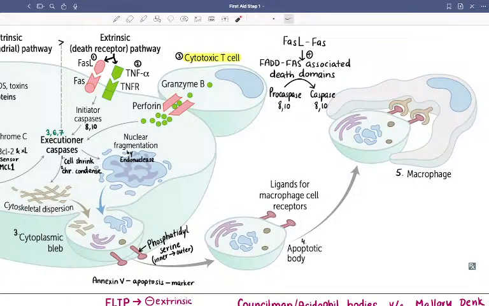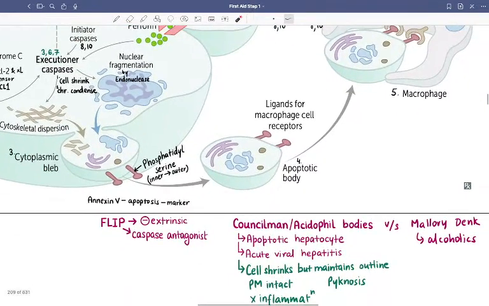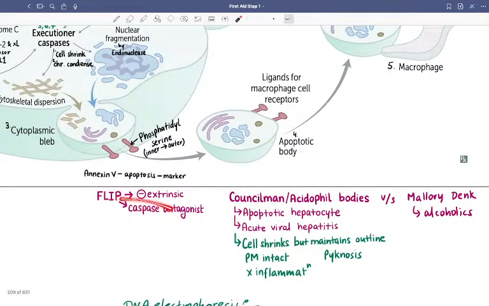In case of this, another very important one is Fas ligand, and when Fas ligand binds it forms Fas death domains and converts pro-caspase 8 and 10 to activated caspases. Another one is FLIP, which inhibits the extrinsic pathway and is a caspase antagonist. Annexin V is an apoptotic marker.